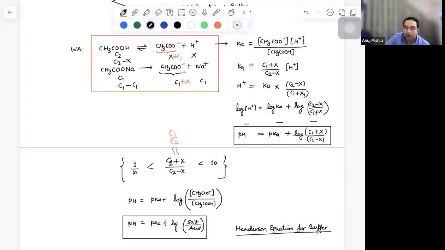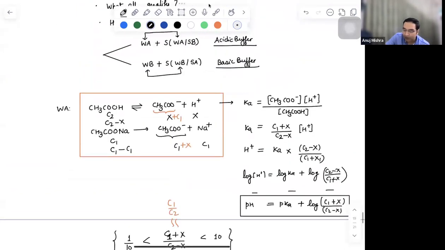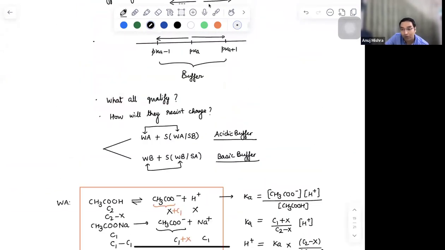pH is pK plus log of salt upon acid. Now take the second case and do the derivation yourself. You have to do the complete derivation without stopping. Start with a weak base, salt of weak base, strong acid. Do the complete derivation, get the result. Do not miss out steps.